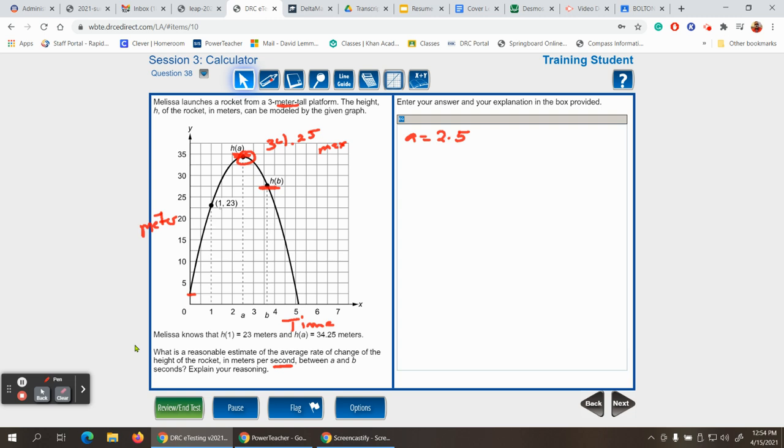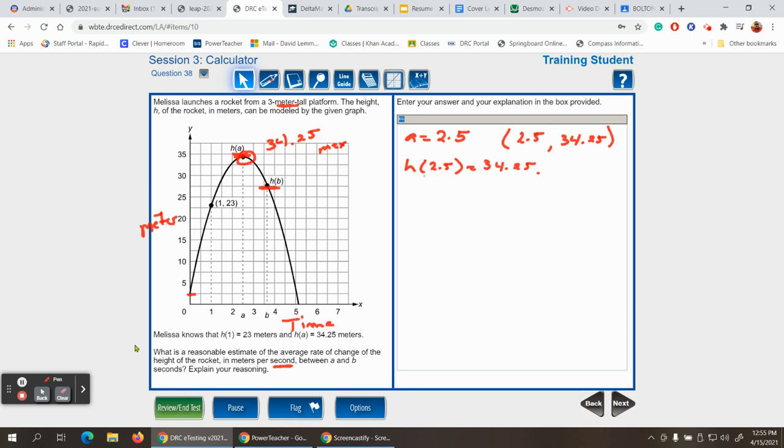So now we have two rates of change that we know. We know that this is 1 and this is 23, and we know that the h here is actually 2.5, 34.25. That is the things that we know. So we know h, right? We know that h of 2.5 equals 34.25. Those are things that we know. Using this information, we could determine a rate of change, right?